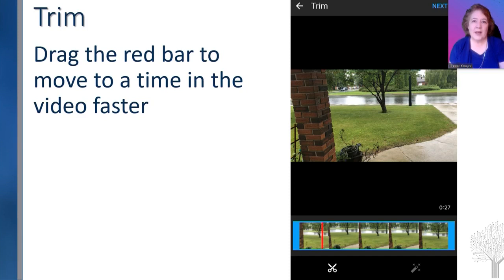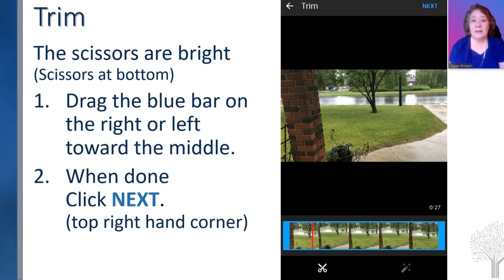Now I want to trim this. Maybe I do, maybe I don't. But if you do want to trim part of it, then you can use the blue bars to trim the video. If you want to trim part of the beginning, then you click on the left blue bar and drag it to the point that you want it to start. And what's to the left of that blue bar will be trimmed.